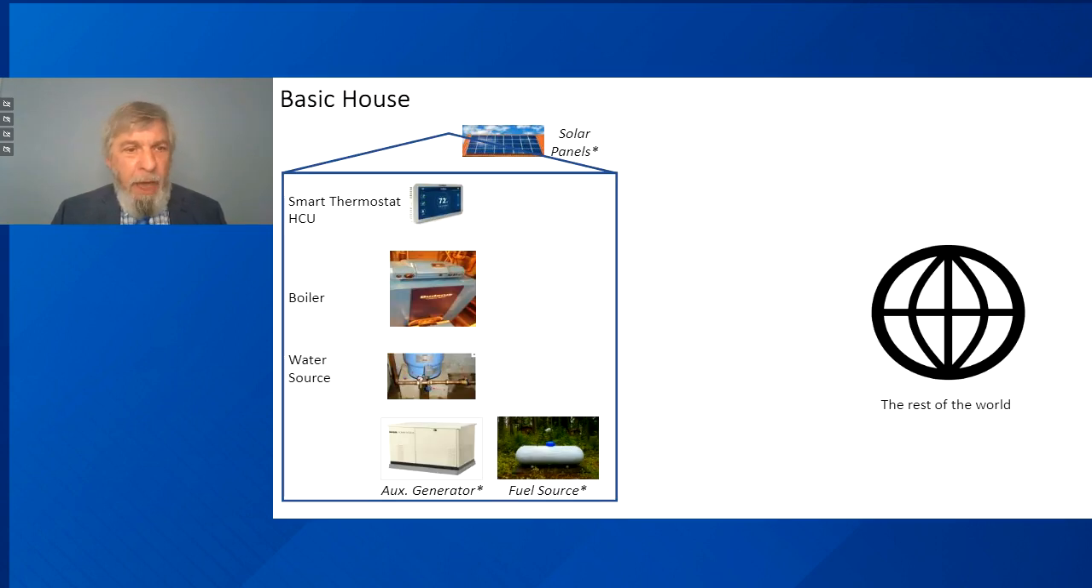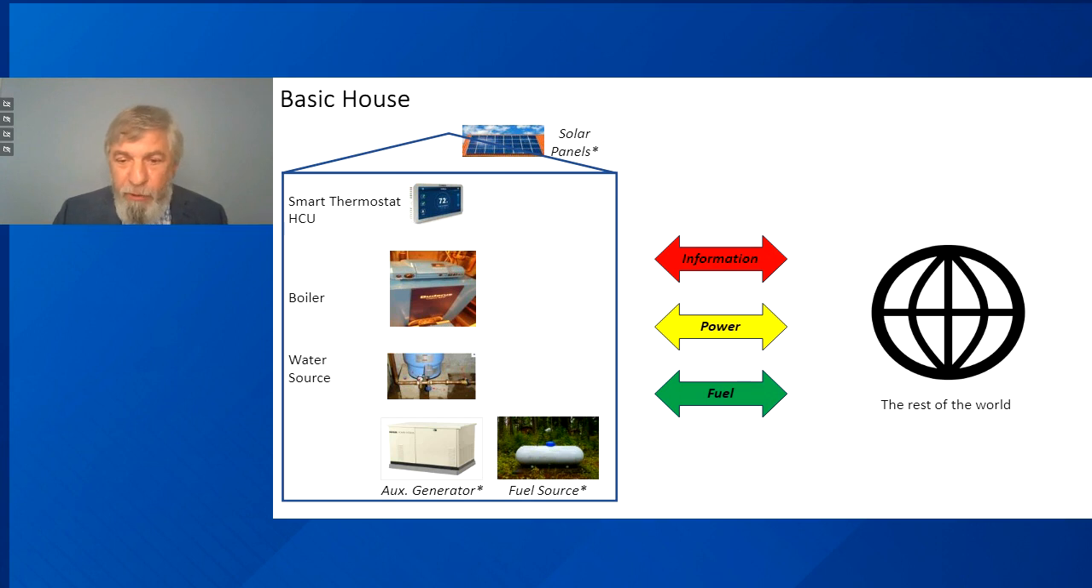So on the left, you see our basic house. Our basic house consists of a couple of simple components: a smart thermostat, a boiler, and a water source. In addition, it could have auxiliary components such as solar panels, an auxiliary generator, and a fuel source. Again, our goal is to keep the basic house at a constant temperature. Now, the basic house is not a closed system. It has to interact with the rest of the world where it's going to get its power and fuel. So overall, we're going to have information flows come from the house to the rest of the world, as well as power and fuel, as I mentioned. Now in the next slide, I'm going to try to break down these individual systems.